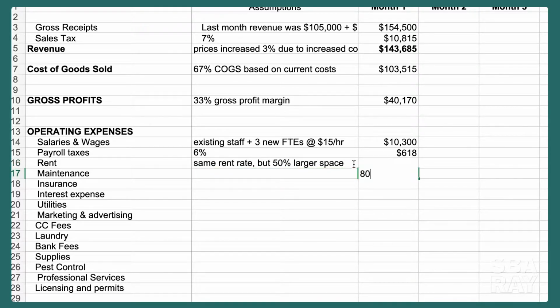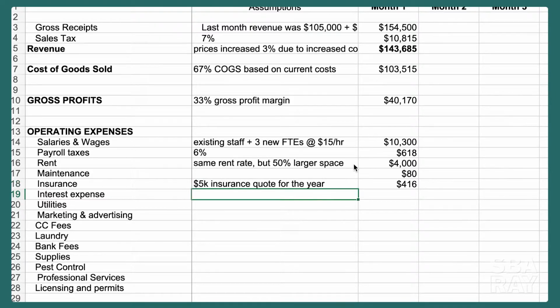Maintenance was minimal, so I'm just gonna spread that out. It was $720 last year. So we'll just up it slightly with the slightly bigger space. Insurance, I got a quote for $5,000, just up a little bit. So that's $416 a month.